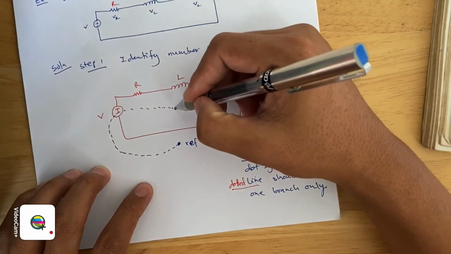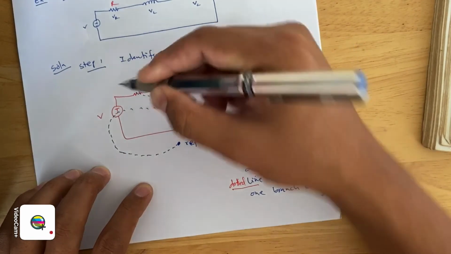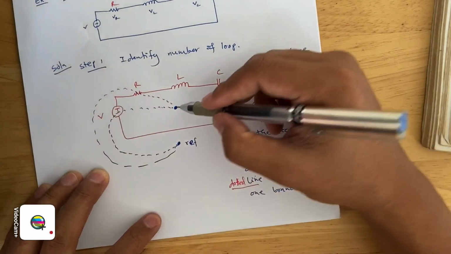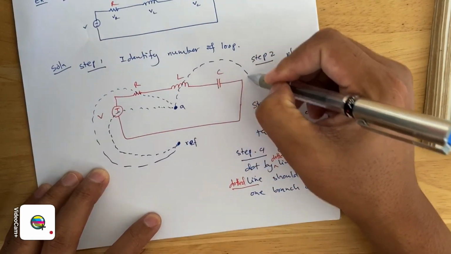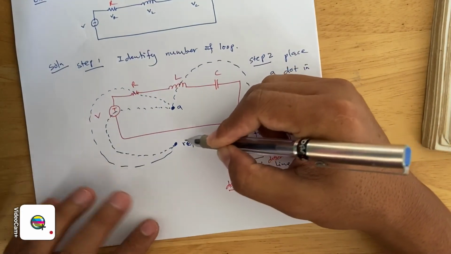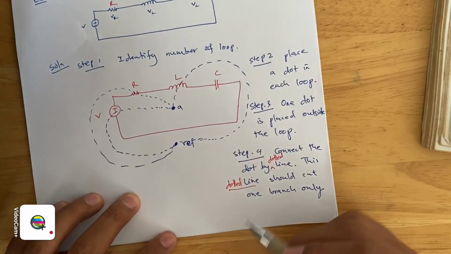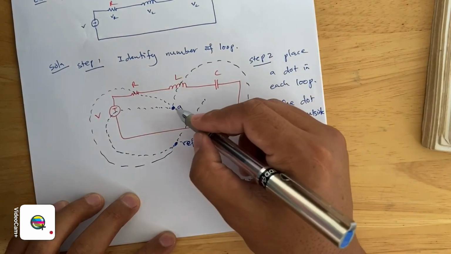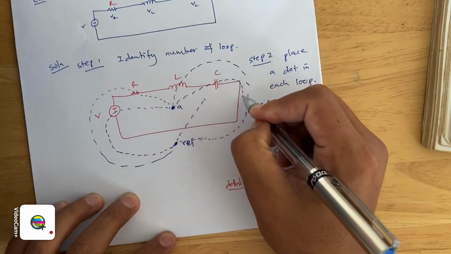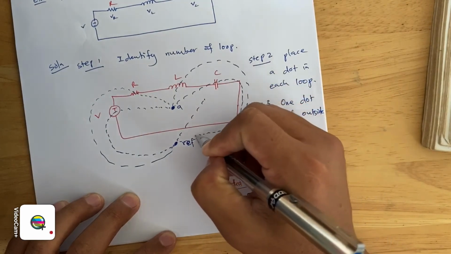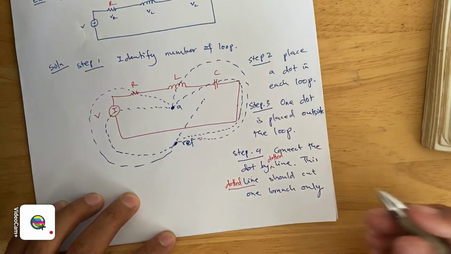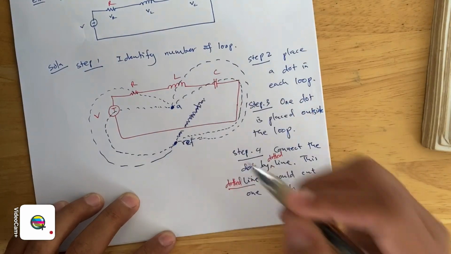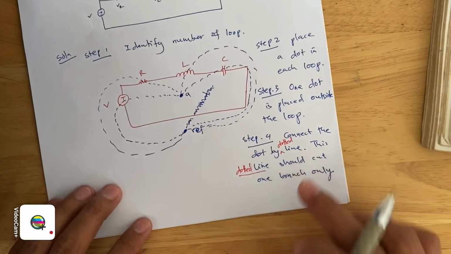And then again, let's also connect dot A and the reference node through R, and then again node A and the reference node through this L, and then again from A and the reference node connecting through this C.